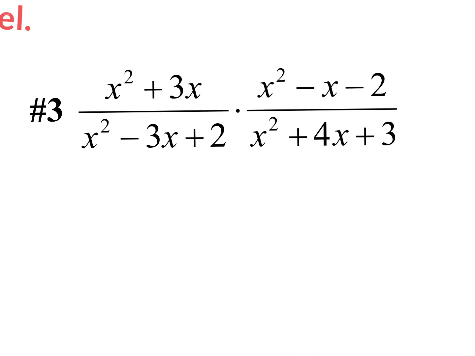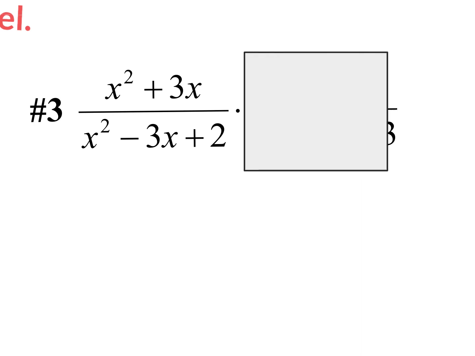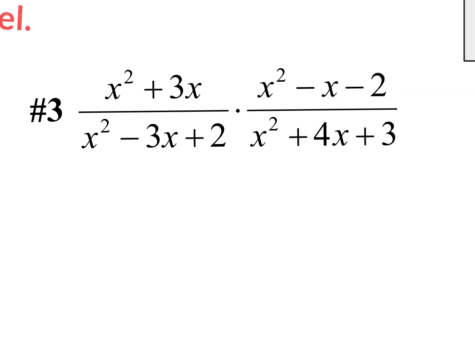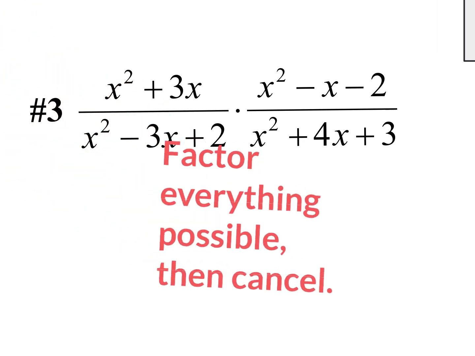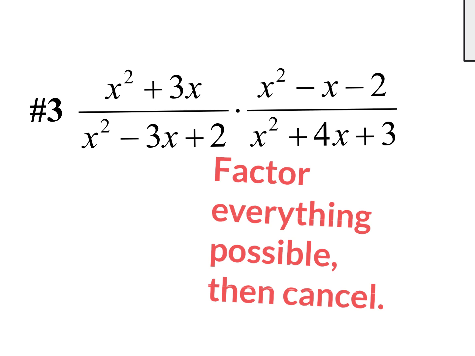That looks interesting. We're used to seeing a simple fraction and factoring and canceling, right? But right here we have a fraction times a fraction, and that's okay. What should we do? Factor everything possible and then cancel.